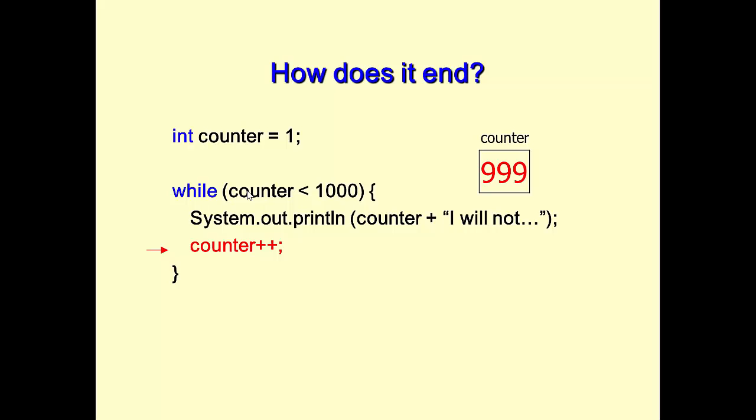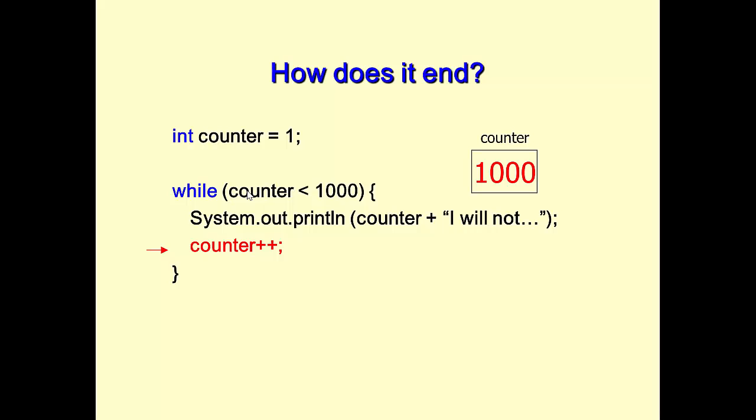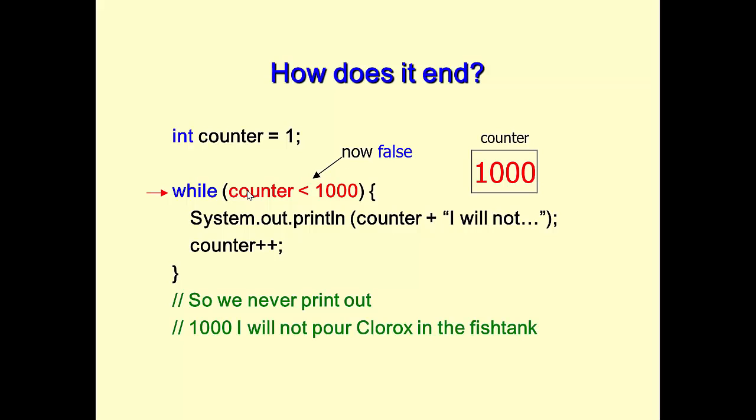Okay, so how's it going to end? Well, let's bump our counter up here to 999. And you can see that 999 is less than 1,000, so we'll print out 999, I will not pour Clorox in the fish tank. Now this is where it gets a little bit more interesting. I increment the counter here to 1,000, and I go back up to the top, and now I do a test to continue, but it's false. So we never really made it to print out 1,000, I will not pour Clorox in the fish tank.